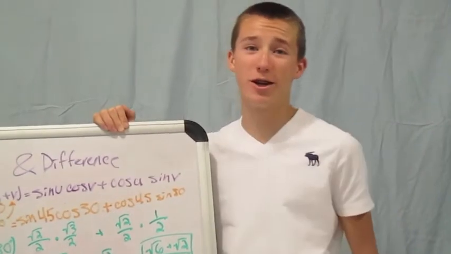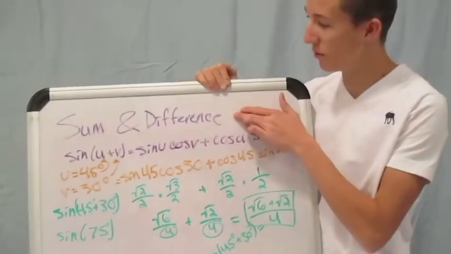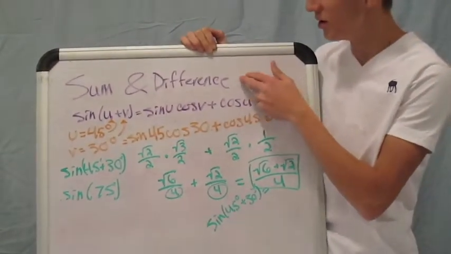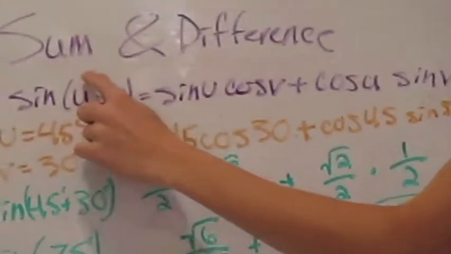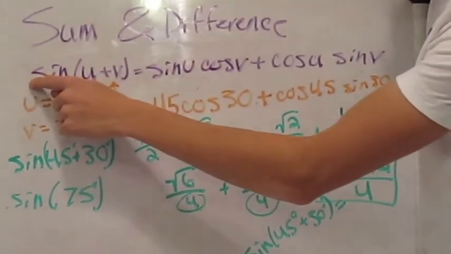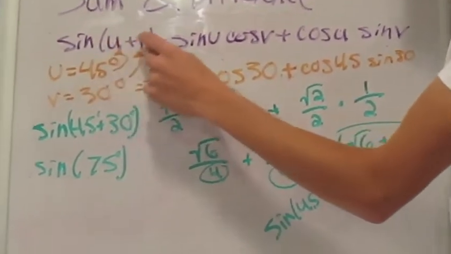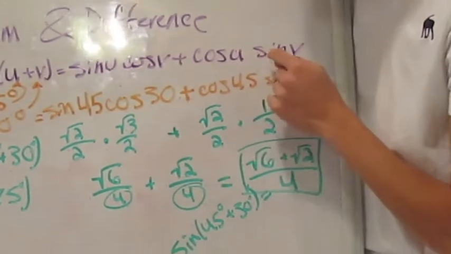Alright, so now we're going to talk about the use and application of some of the formulas. So I picked sum and difference formula, which is pretty simple, pretty good to use. So let's say you have a problem that you have 45 degrees, which could be u, and v is 30 degrees. So your original formula is sine of u plus v equals sine of u times the cosine of v plus cosine of u times the sine of v.